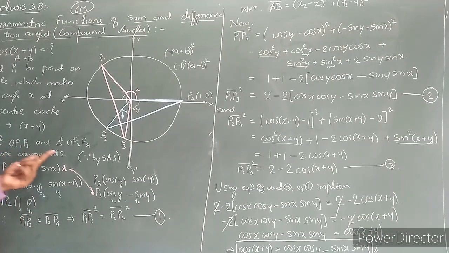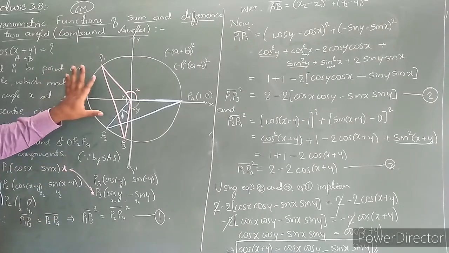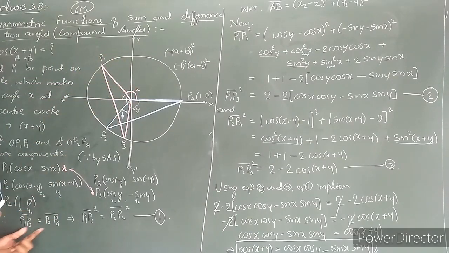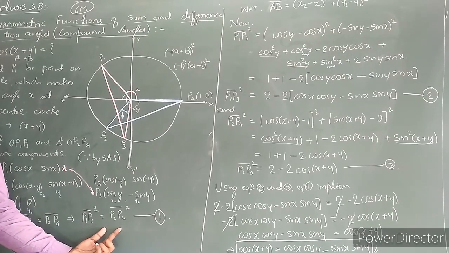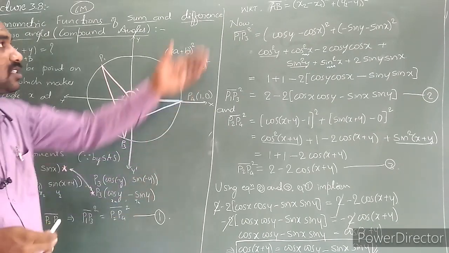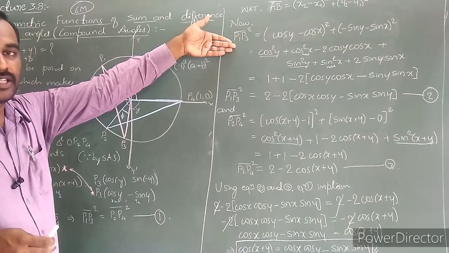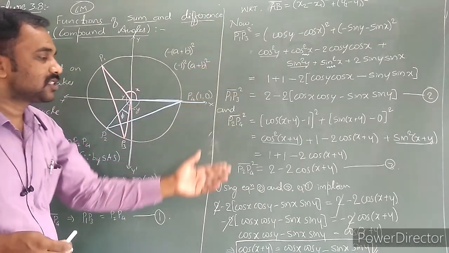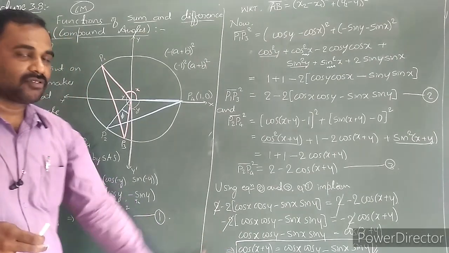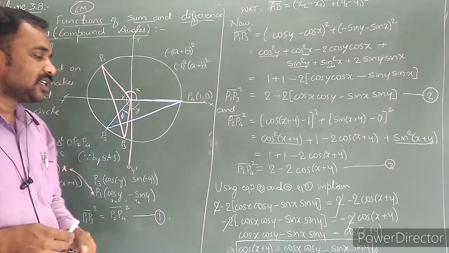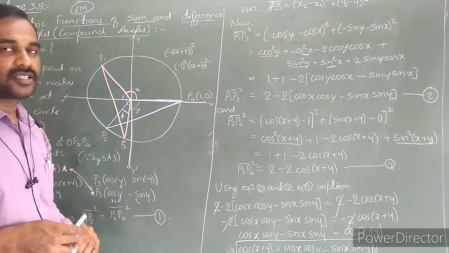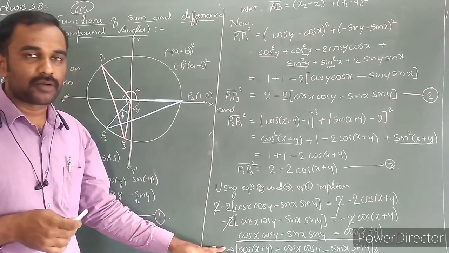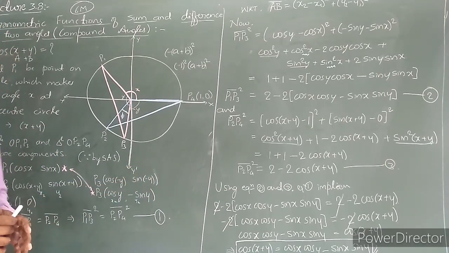So due to the congruent triangles, we get P1P3 side is equal to P2P4 side. Squaring both sides and using the distance formula, we get P1P3 whole square equals P2P4 whole square. Simplifying, we get the required cos of x plus y is cos x cos y minus sin x sin y. A very simple formula derivation, but a very important derivation.